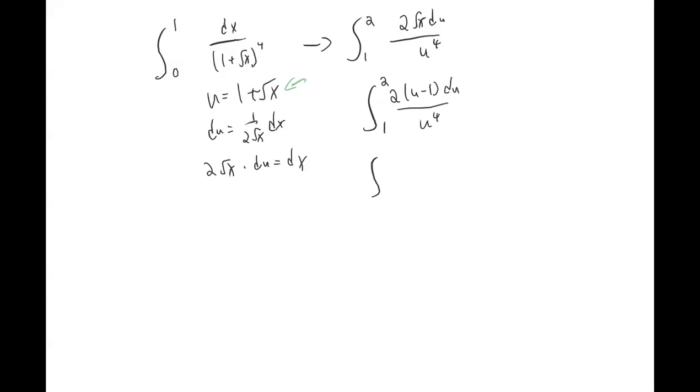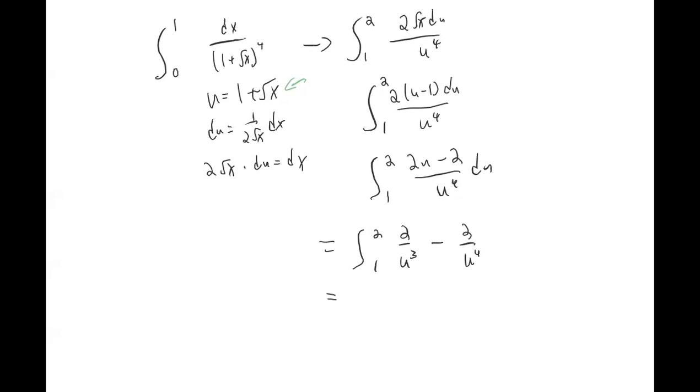Okay, at this point, this is 2u minus 2 over u to the fourth. We could split this into 2 over u cubed minus 2 over u to the fourth, right? Wait, hold on. u minus 1. Yeah, u minus 1. Okay, so now this is easy, right?